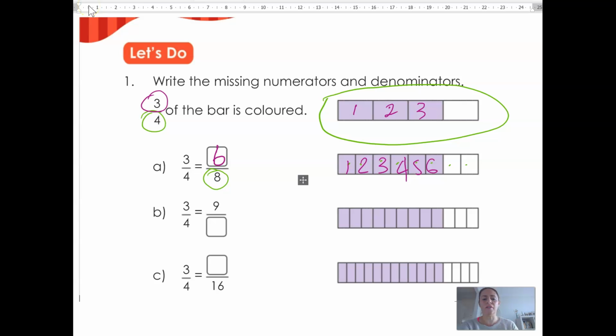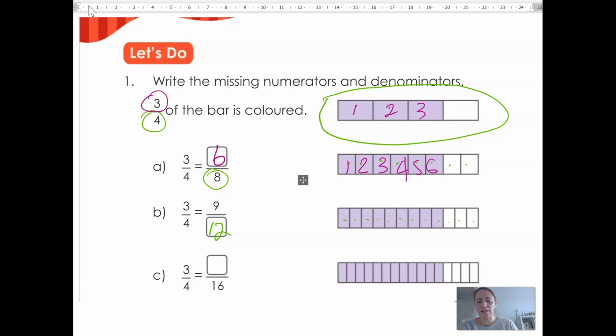So here, I don't have the denominator, so I don't know how big this whole is. So I want to know how big the whole is this time. So it's really important that you pay attention. So 3/4 is also the same, or 3/4 is equivalent to 1, 2, 3, 4, 5, 6, 7, 8, 9, 10, 11, 12, 9/12.